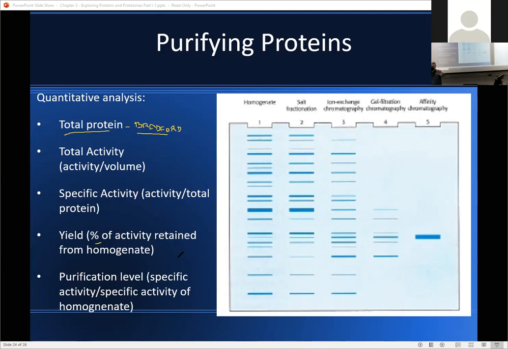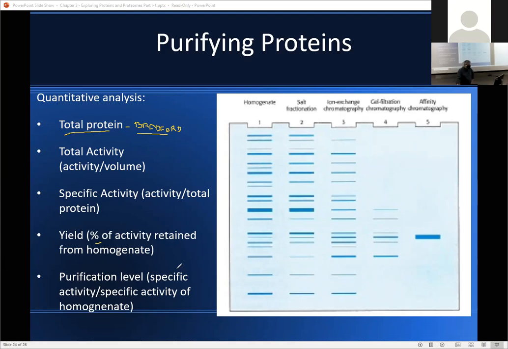This way we're looking at the activity per unit volume in the crude lysate versus the activity per unit volume in the purified protein. Unless you concentrated your purified protein down a lot, it's going to be a lot less in your purified protein, because we're going to lose protein at every step. That's just the nature of the beast. We're going to end up with only a small percentage of pure protein relative to the amount of protein that we started with. So that's yield. We're looking at the enzymatic activity in the homogenate versus the enzymatic activity in the purified protein.